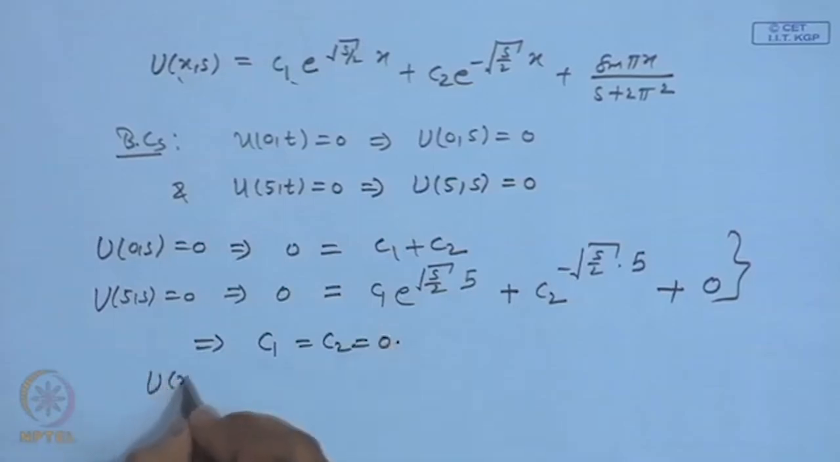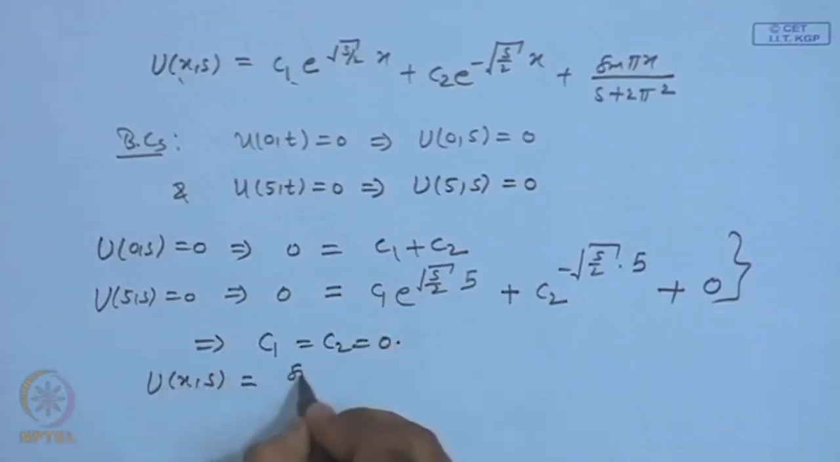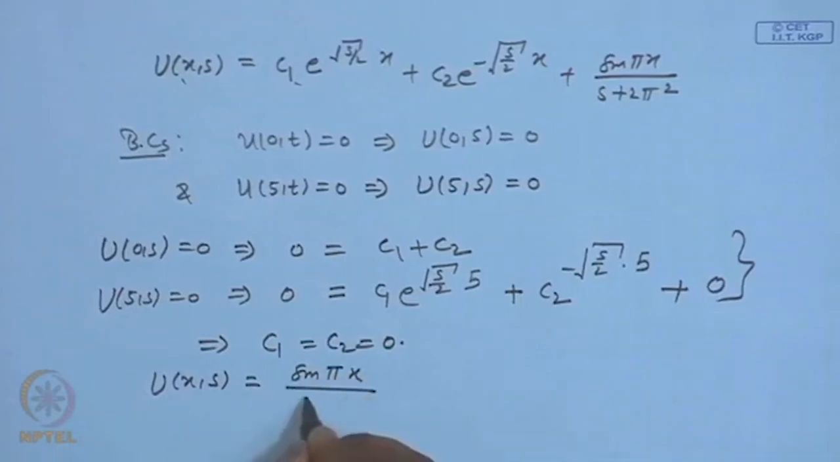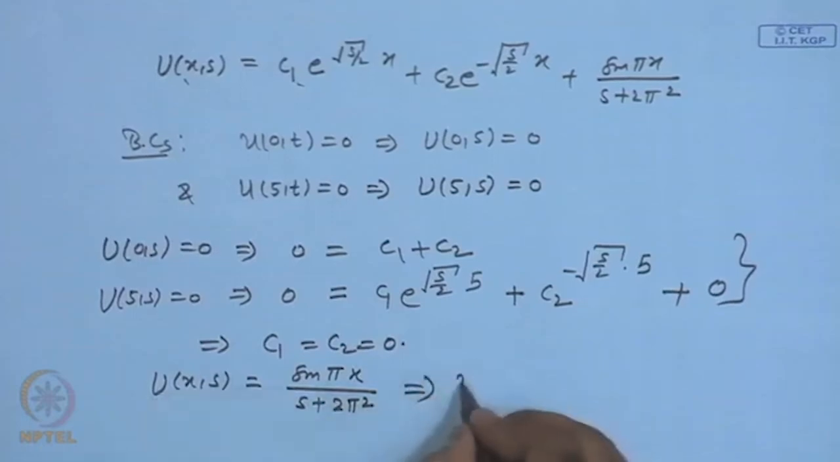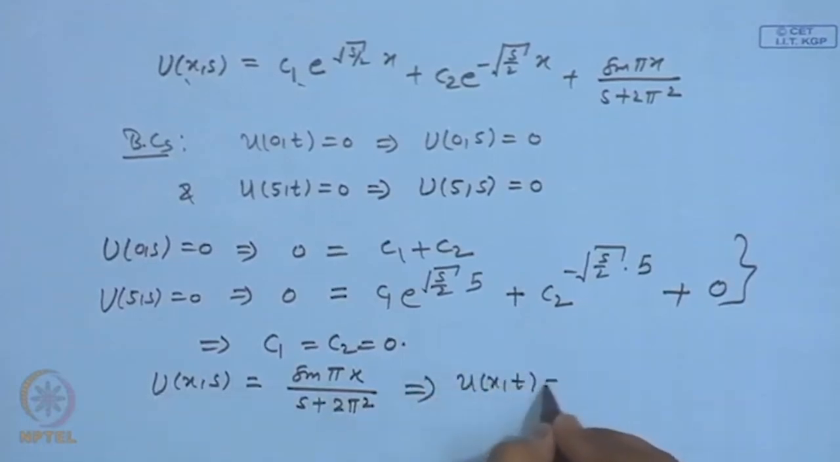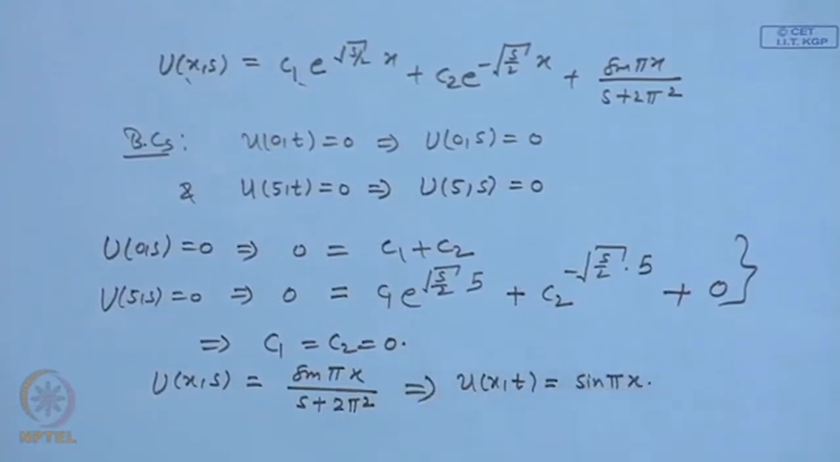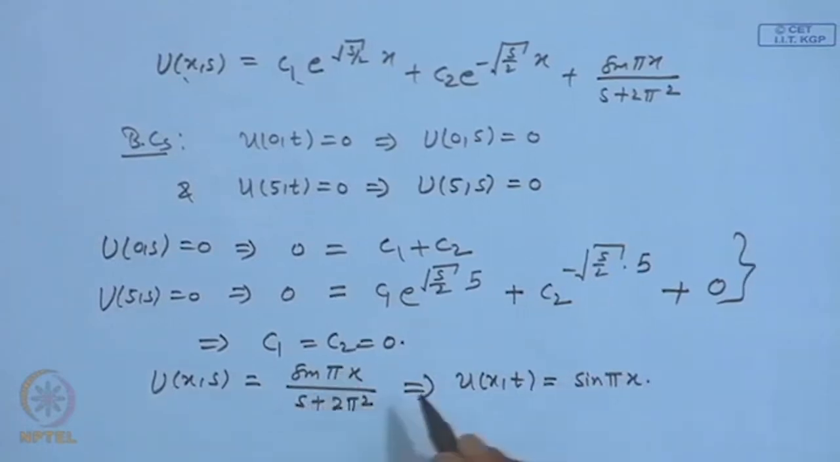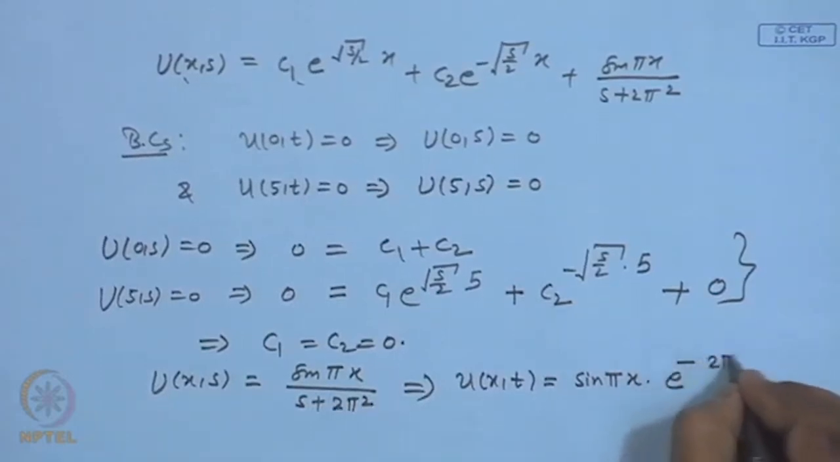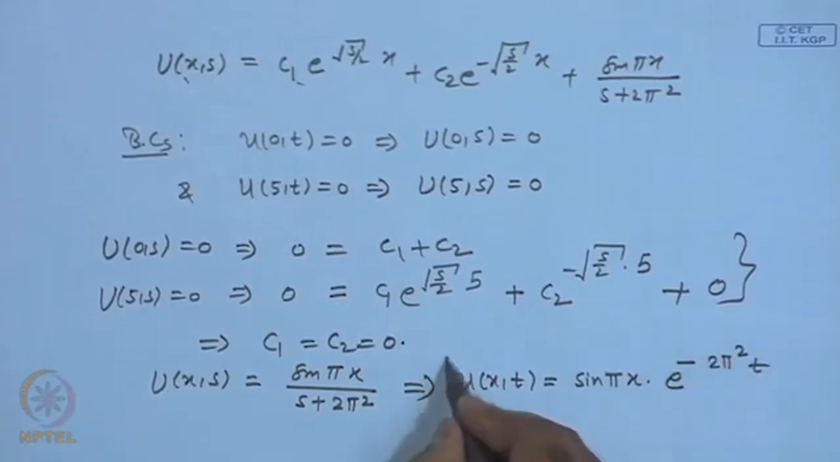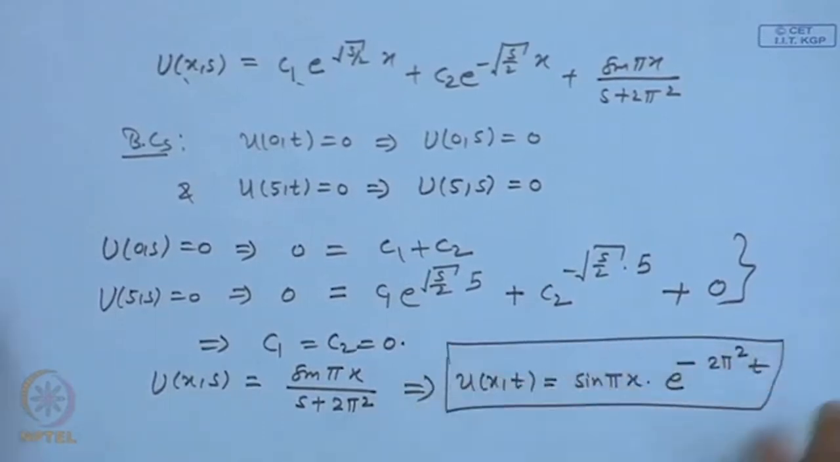So, we have u(x, s) = sine pi x over s plus 2 pi square, and now we take the inverse Laplace transform. So, we will get u(x, t) with sine pi x as it is, because the Laplace inverse was with respect to t, and we have 1 over s plus 2 pi square. This is nothing but e to the power minus 2 pi square t. So, this is the solution of this heat equation.